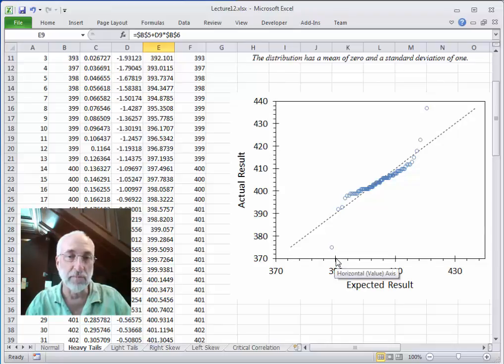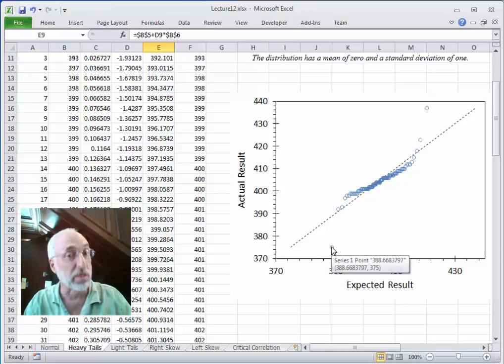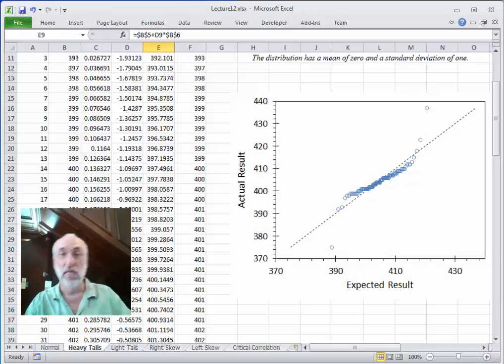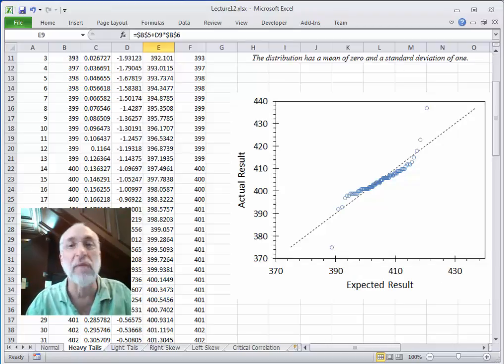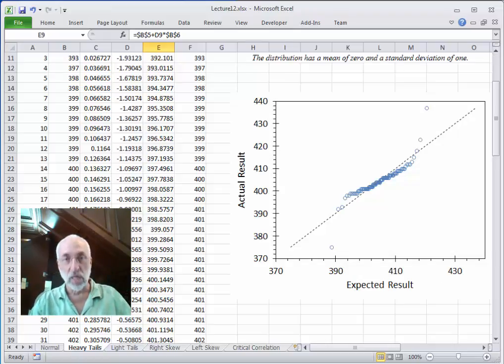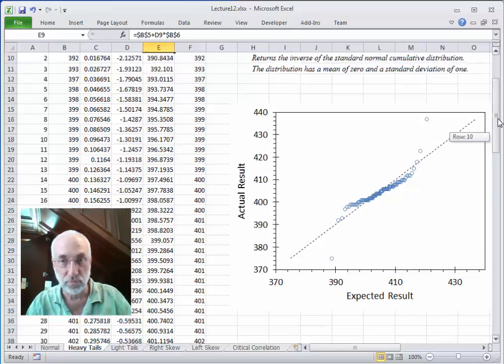If I was expecting 385, what I really got was 375. More extreme than I expected. When numbers are more extreme than you expect, that means heavy tails. So here I see a distribution that looks to me like it's not exactly normal.